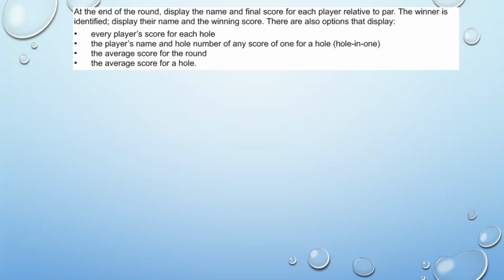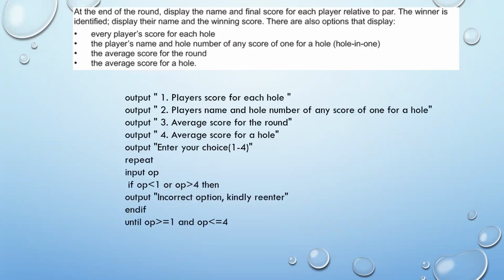Now, the first option is every player's score for each hole. Before that, we'll have to put in a menu. So there are 4 output statements displaying the 4 options, and a choice is taken from the user. The bottom part of the pseudocode is your validation check: if the choice is any value below 1 or above 4, it is considered an invalid entry, and the person will have to re-enter the choice. So that's the validating part. Now, moving on to option 1, players' score for each hole.